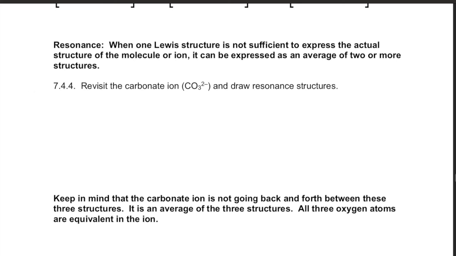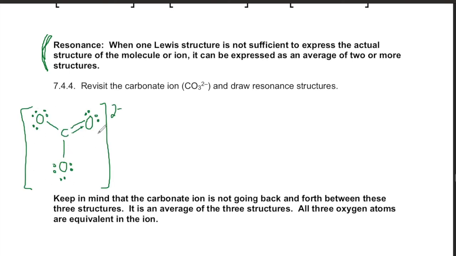So let's also look at the concept of resonance. We have a Lewis structure for the carbonate ion, or we had one that we drew earlier. Let's go ahead and redraw that. So this is a perfectly good Lewis structure that we drew earlier. It has the correct number of valence electrons. Each of the atoms has a full octet around it.